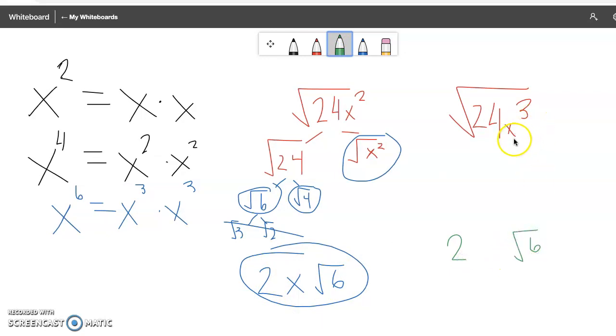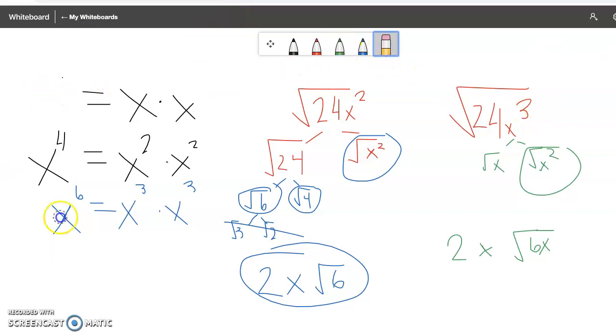But now when I'm breaking down x to the third, the only way I can break that down is multiplying x times x squared. Now x is not a perfect square, so it has to stay in the radical, but x squared is a perfect square, so I'm allowed to take out an x. So the variables are done the same way numbers are. You just have to be careful of how you actually break down the numbers. It's adding the exponents.